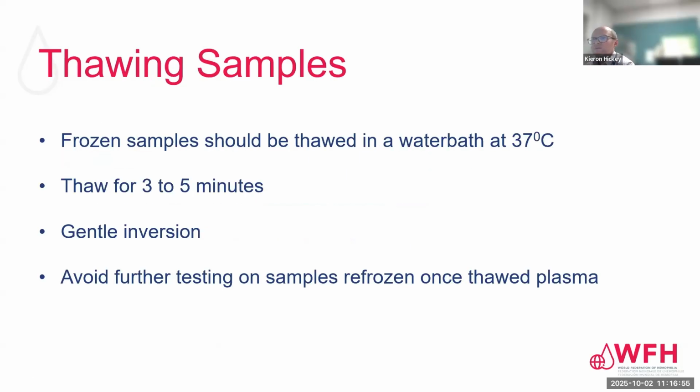Next slide, please. If you have frozen samples, they should be thawed in a water bath at 37 degrees C. We thaw these samples locally for 3 to 5 minutes. We do gentle inversion post-thawing to make sure we've homogenized the sample. And once we've used this sample, which has been thawed once, we discard it and no further investigations can be performed because, again, results on a sample that's been frozen-thawed twice can be unreliable.